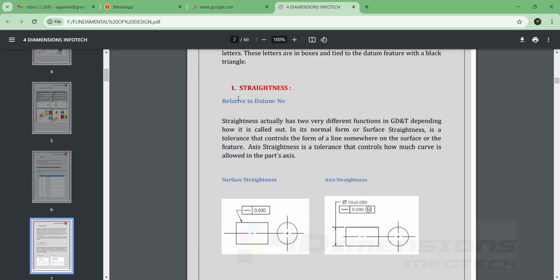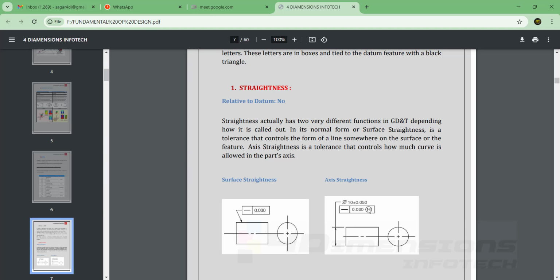So first we are going to understand straightness. You can see here it is given that relative datum is not required. So what is straightness? Straightness is a tolerance that controls the form of a line somewhere on the surface or the feature. Axis straightness is a tolerance that controls how much curve is allowed in the part axis. There are two ways that straightness can be shown by GD&T, that is surface straightness as well as axis straightness. Whenever the axis straightness is being shown, you can see here this modifier has been added, that is maximum material condition.